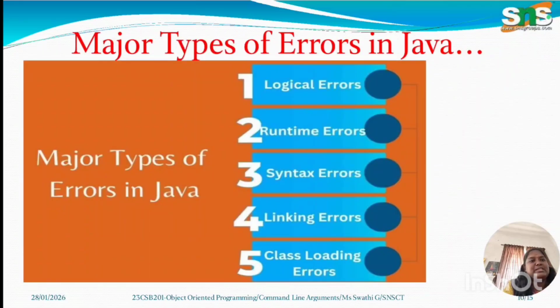The major types of errors in Java are logical error, runtime error, syntax error, linking error and class loading error. There are various ways to use and rectify the errors in Java.